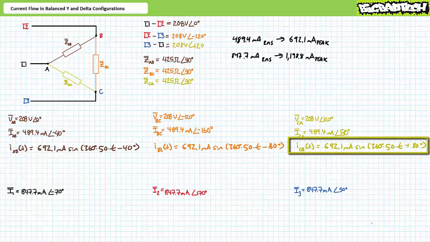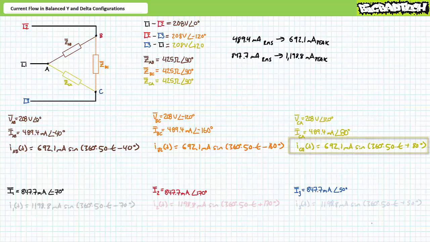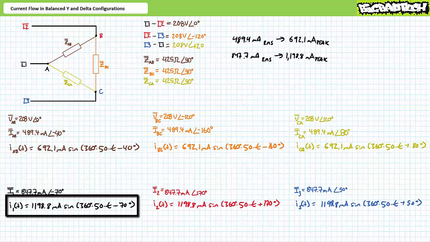And ICA as a function of time can be written as 692.1 milliamperes times the sine of 360 times 50 times time plus a phase shift of 80 degrees. Similarly, I1 as a function of time can be written as 1198.4 milliamperes times the sine of 360 times 50 times time minus a phase shift of 70 degrees.